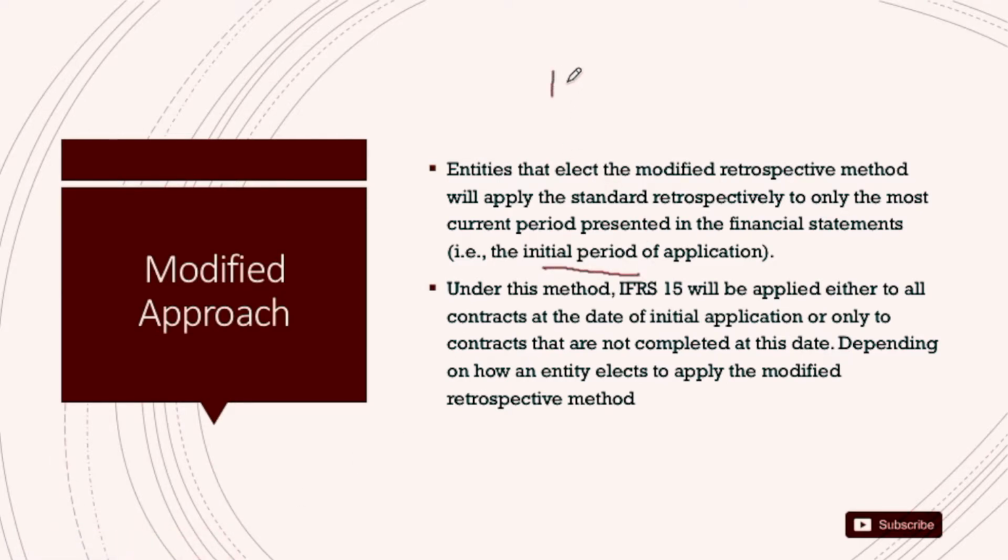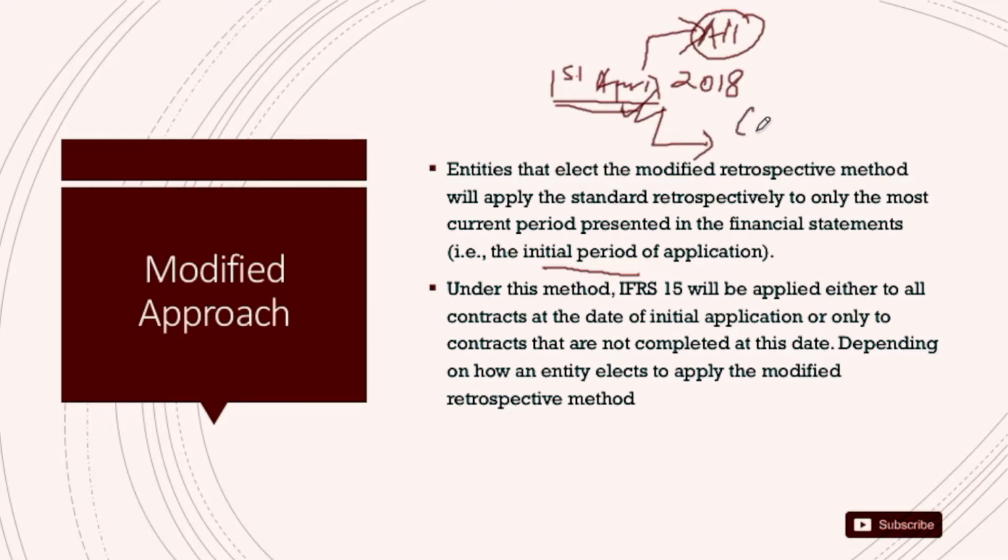Suppose you are applying the standard on 1st April 2018. Then in such a case, you need to apply the requirement of IFRS 15 either on all the contracts that are there on this date, or you can apply it to all the contracts which are yet to complete. So you have two options. You can apply to all the contracts till the date of initial adoption, or apply retrospectively only to the most current period.